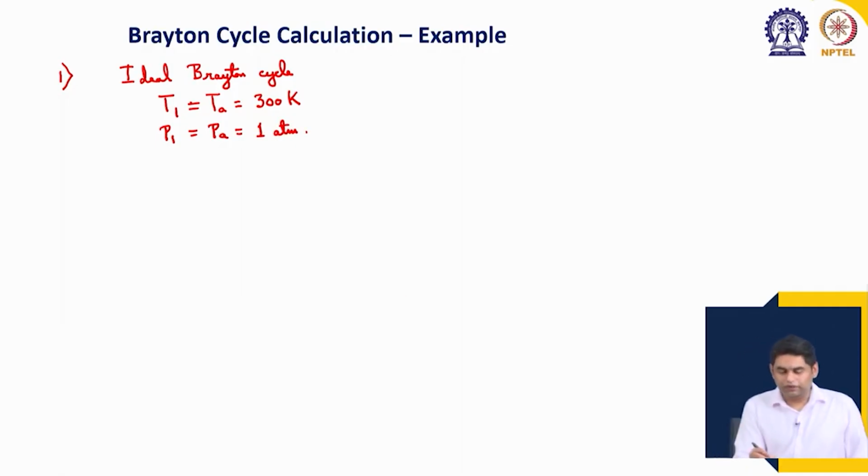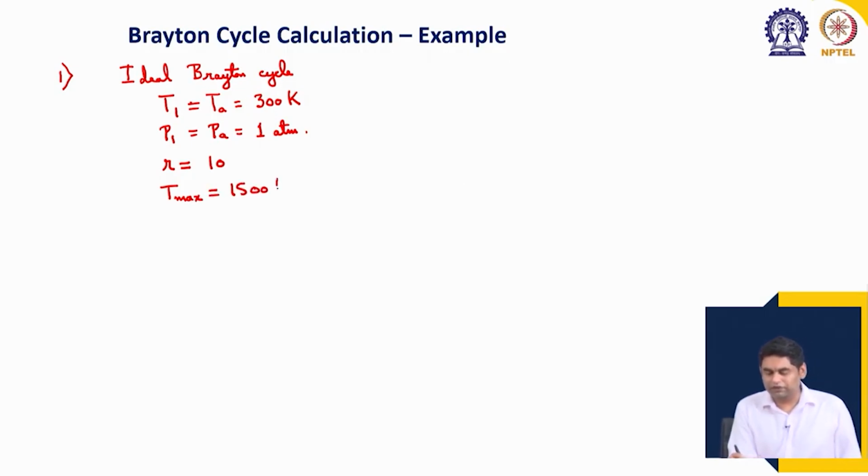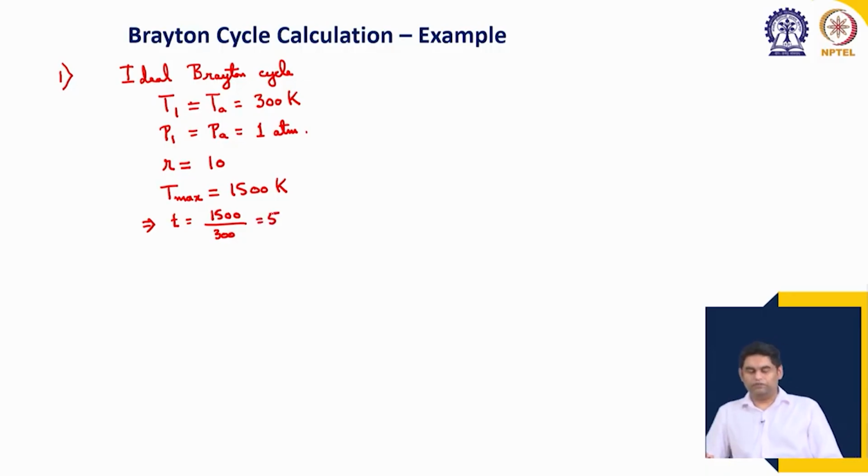It is also given what the values of the design parameters are. The design parameter, pressure ratio R, has a value of 10, and the maximum temperature that occurs in the cycle has a value of 1500 Kelvin. Remember that based on our definition of temperature ratio, this means that T is equal to 1500 by 300, which is equal to 5, a temperature ratio of 5.